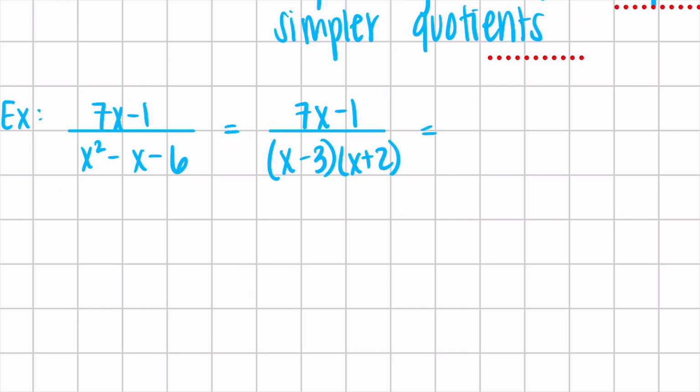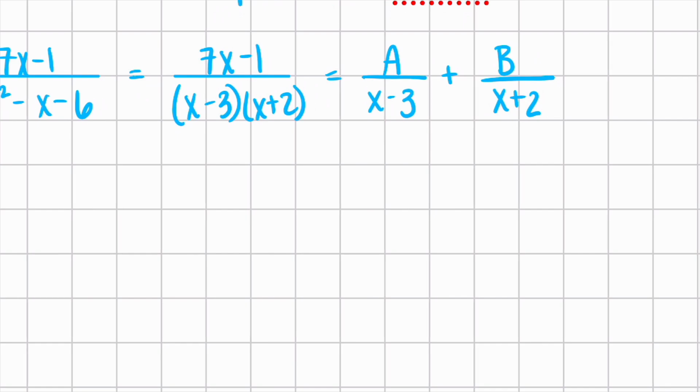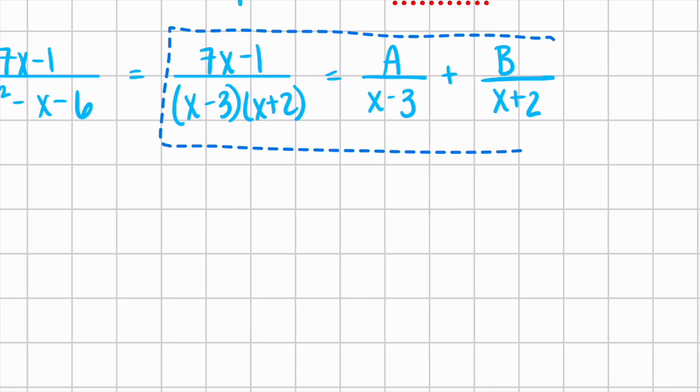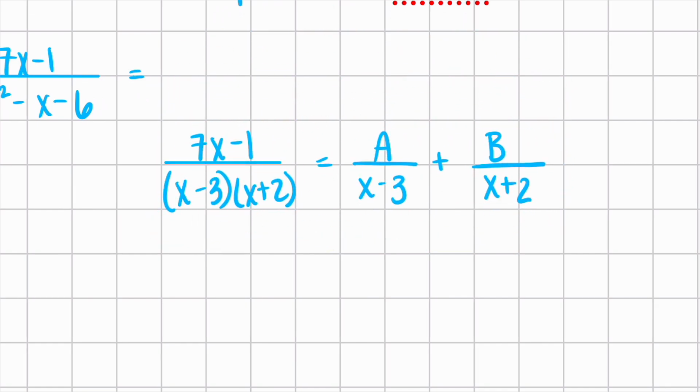So we're going to say, I know that this equals some constant over x minus 3 plus another constant over x plus 2. And you can use any letters you like, but typically we use A and B. So now I'm going to focus on this equation, and I want to solve for A and B. So first thing I want to do is get rid of my denominators. So to do that, I'm going to multiply both sides of the equation by x minus 3 times x plus 2.